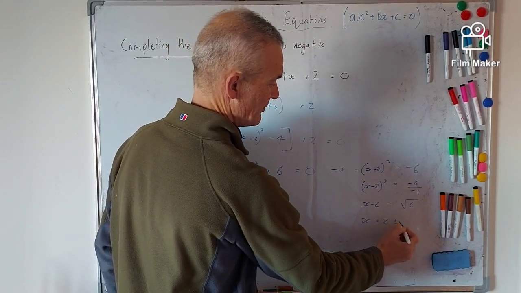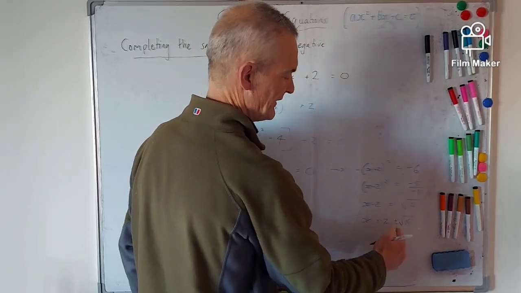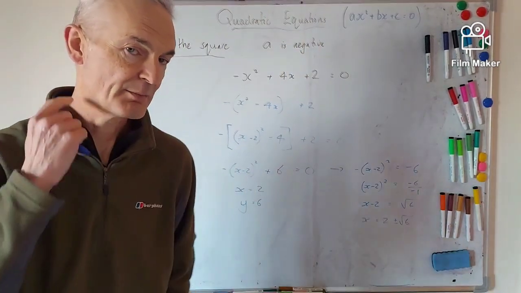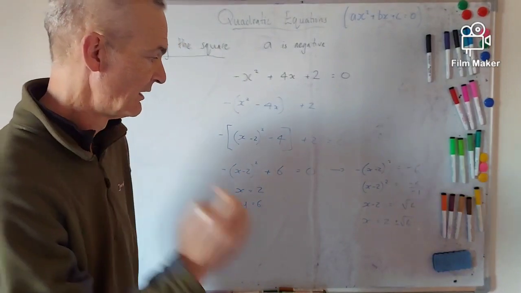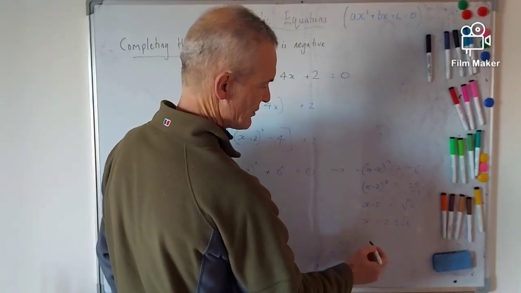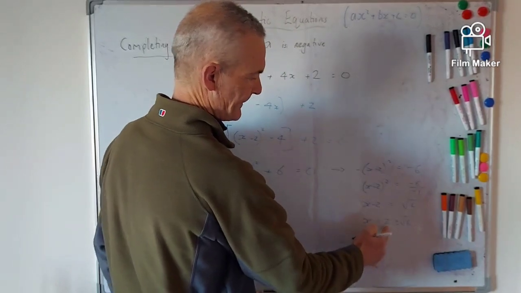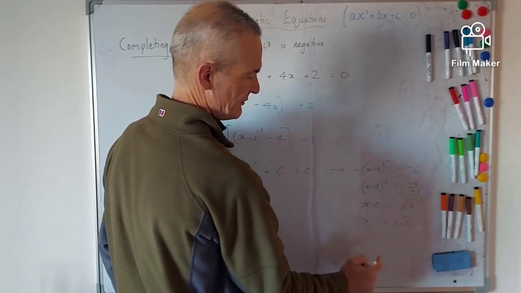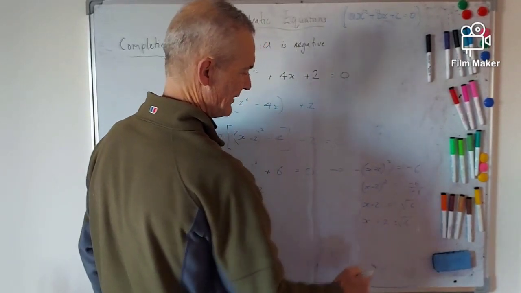So I'm going to get plus or minus. Remember, when you take a square root, you can either have a positive or negative outcome. So that is our solution, or those are our two solutions. 2 plus root 6 or 2 minus root 6.